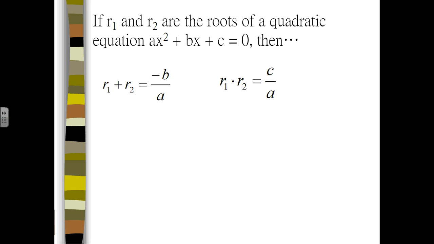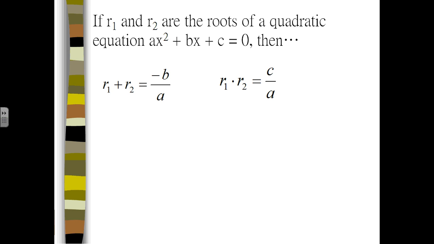And you could take the product of those two numbers, and it's always going to be equal to c over a. And if you don't believe me, you can go through and take your roots that you get from the quadratic formula and add them together and multiply them together and simplify, and you should see that you get these two fractions. So if you don't believe me, go for it. You can figure it out yourself. I'm not going to show that here.